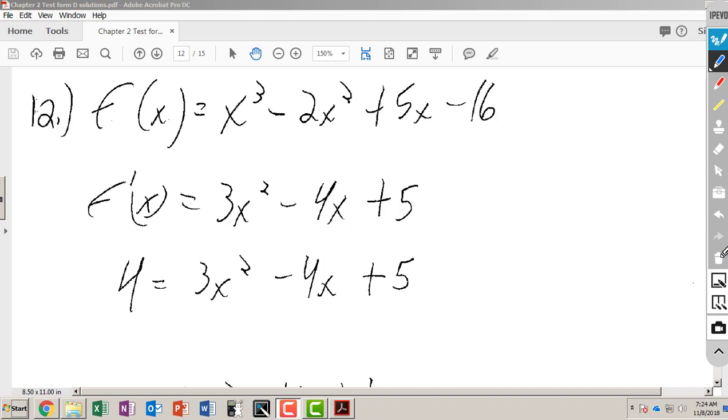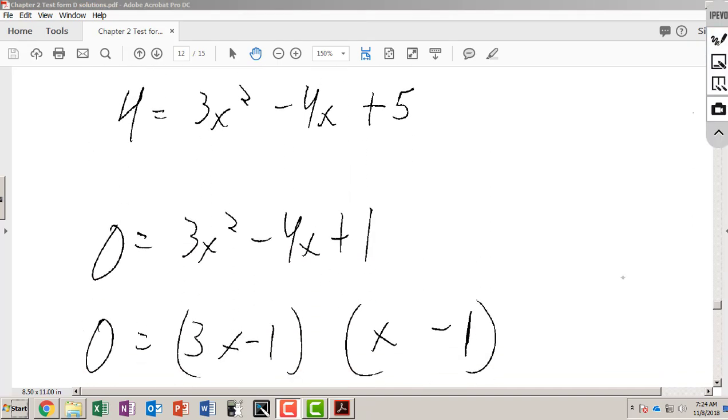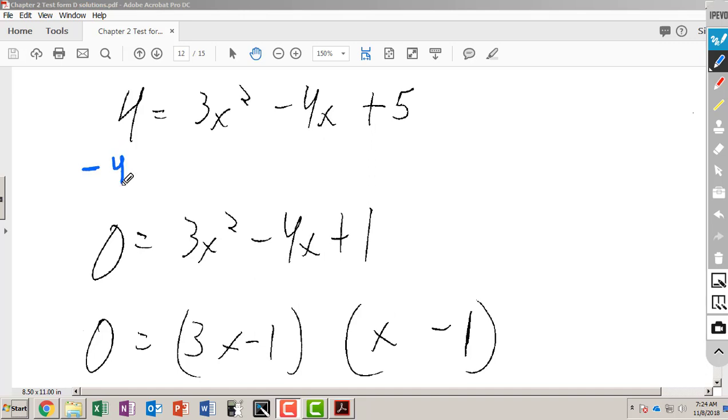Now I need to go ahead and do some algebra to solve this problem. So I need to move that 4 over to the other side. So I'm going to subtract 4 from both sides.